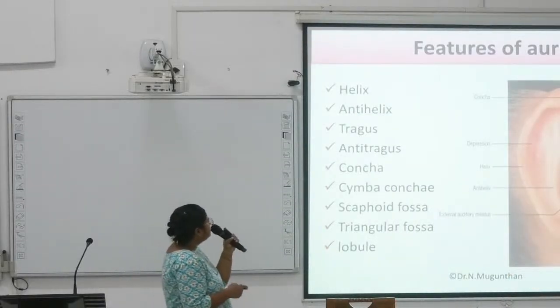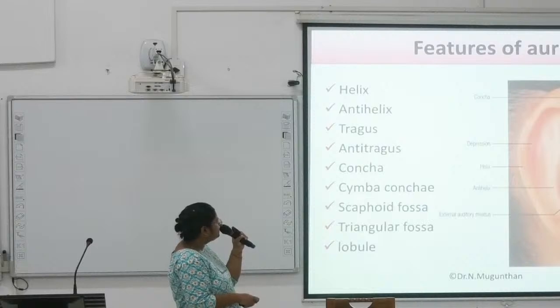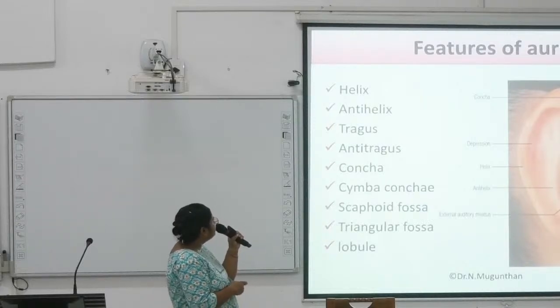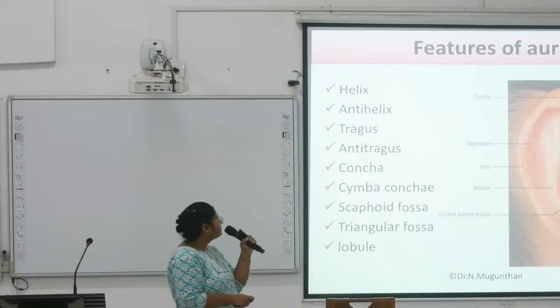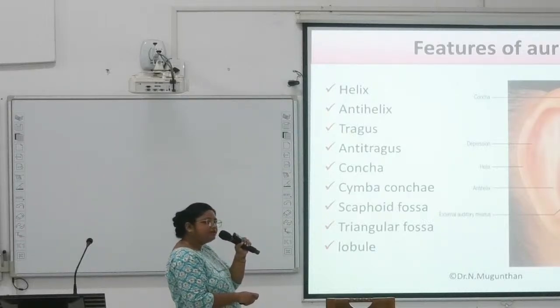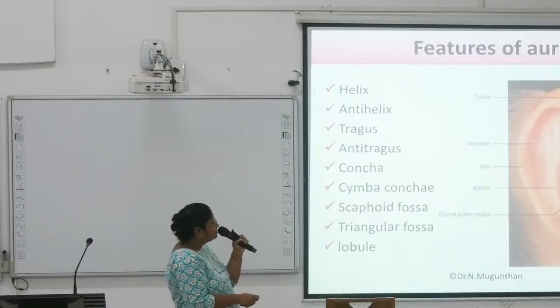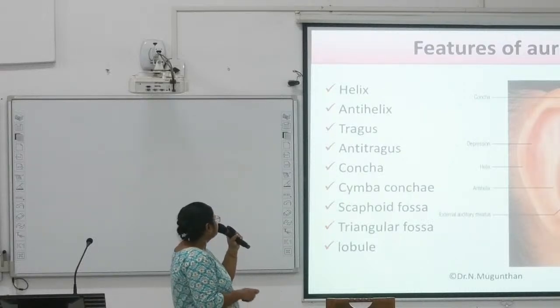Now, what are the different features of the auricle? First is the helix. The outer convex part is known as the helix. Then the antihelix, parallel to the helix and on its inner aspect. This curved structure is known as the antihelix. Next is the tragus. Here, this elevation at the junction of the face is the tragus. And this elevation is known as the antitragus. It is also lying parallel to the tragus.